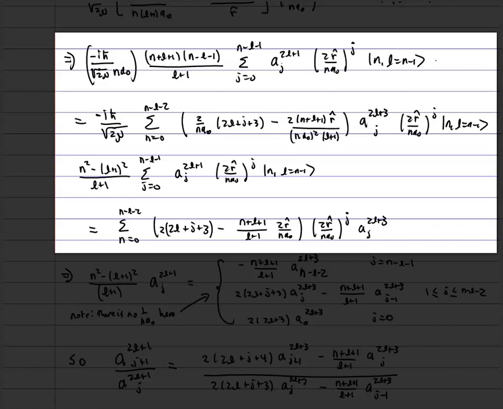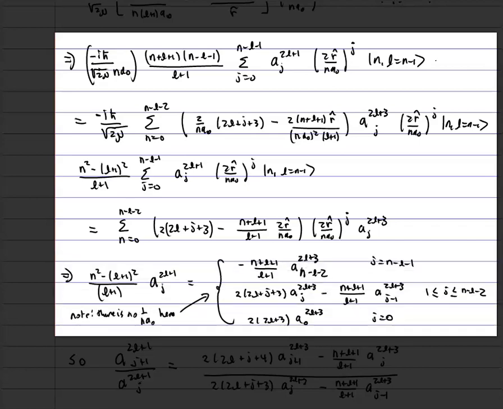And now we're going to equate the coefficients of the corresponding powers of j. So what you find is the coefficient on the right-hand side is (n squared minus (l plus 1) squared) over (l plus 1), a 2l plus 1 sub j. And let's look at the general case where 1 is less than or equal to j, less than or equal to n minus l minus 2. In that case, I'll get 2 times 2l plus j plus 3 times a 2l plus 3 sub j, and then I'll get minus (n plus l plus 1) over (l plus 1), a 2l plus 3 sub j minus 1.